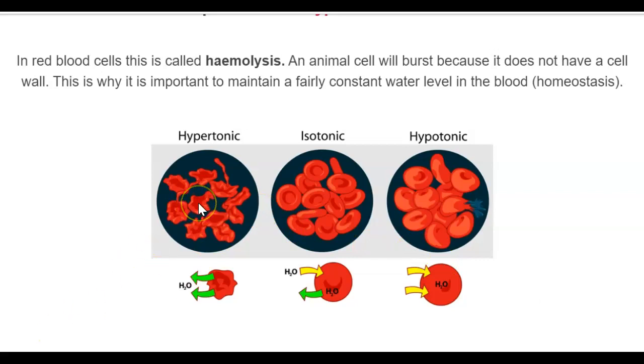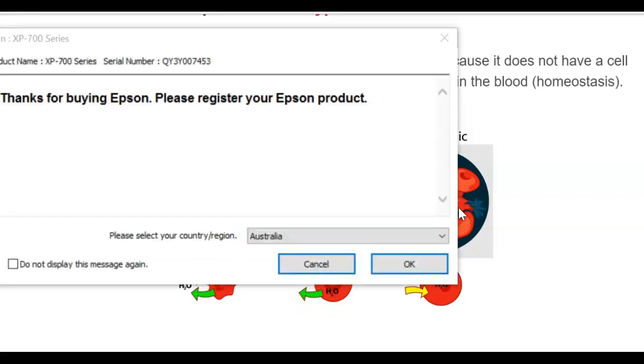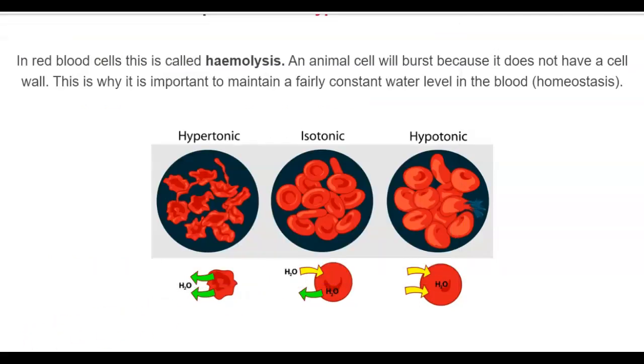So in this case, in a hypertonic solution, there's a high concentration of solute particles outside the cell, so the water in the cells will go outside the cell, something like this, and the cells will shrivel. If red blood cells are in an isotonic solution, then the blood cells will be their normal shape because the amount of water going into the cell is the same as the amount of water leaving the cell.